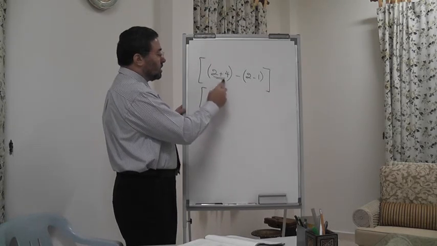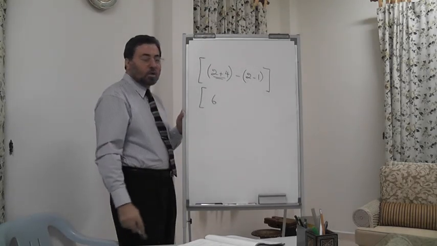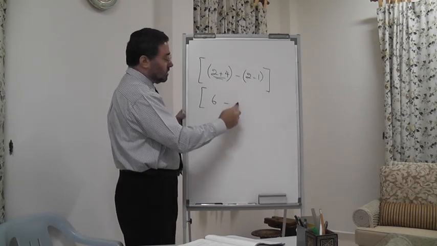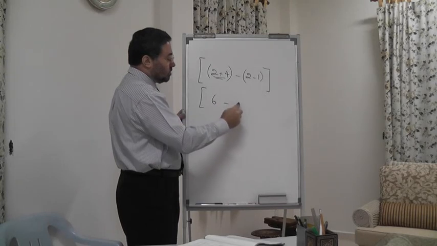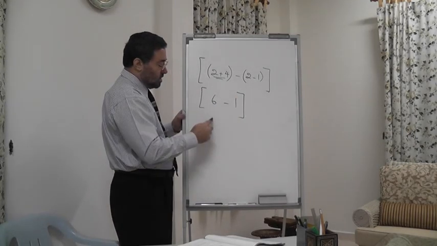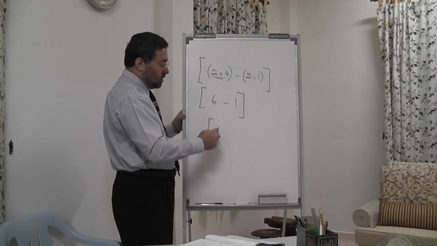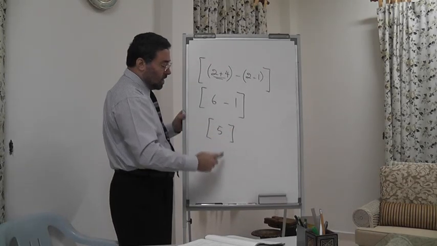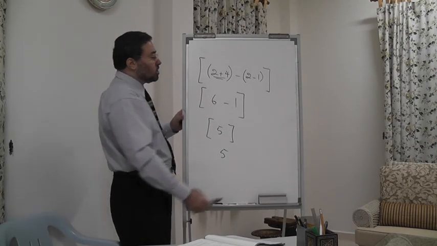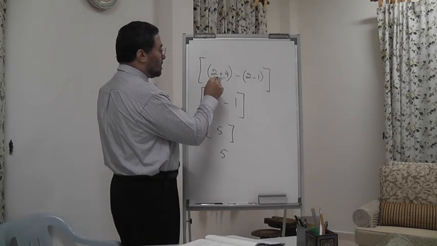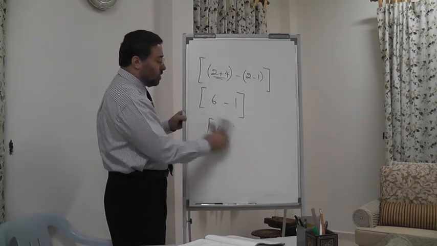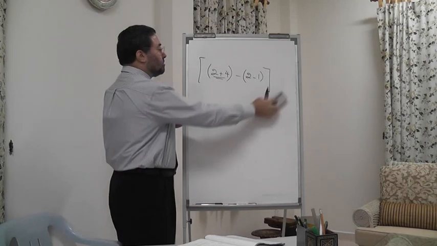Once we know this quantity, we can get it out of the parentheses. Minus 2 minus 1 is 1, so this will be minus 1, and we close the brackets. 6 minus 1 is 5, and now this will come out from the bracket as 5. So the rule is to do what's inside the parentheses first, and then we open the brackets.